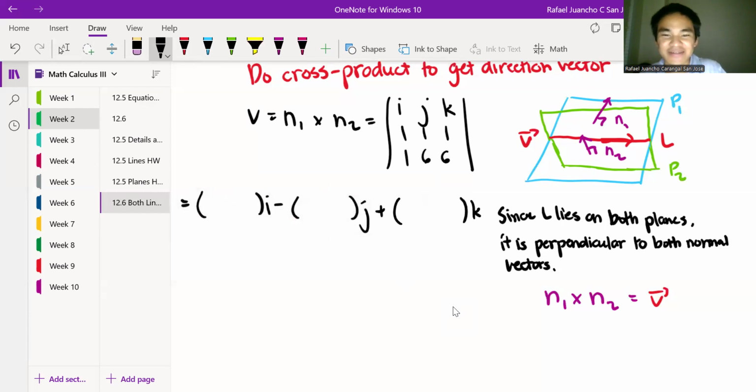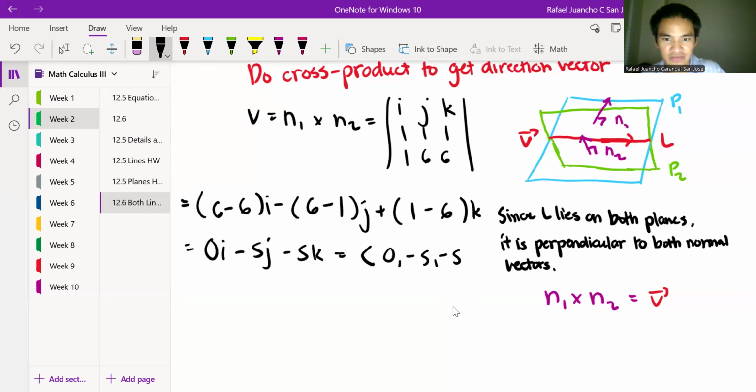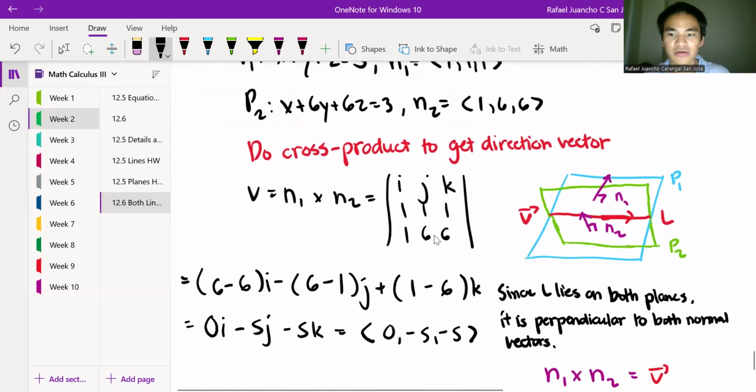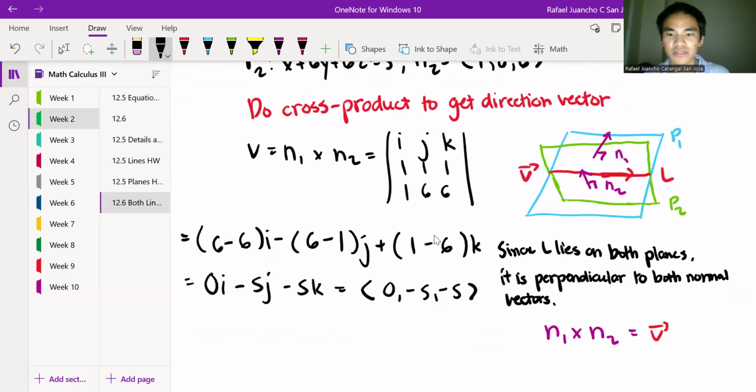Game gets stalled. Okay, so now we have i, we take out the i: 6, 6, 0. j: 6, 1. k: 1, 6. Okay, so here we have 0i minus 5j minus 5k. So we have 0, negative 5, negative 5. That's our normal vector. Or no, perpendicular to both normal vectors.